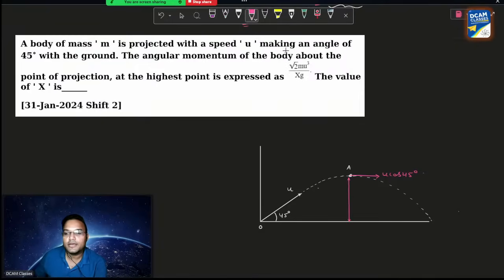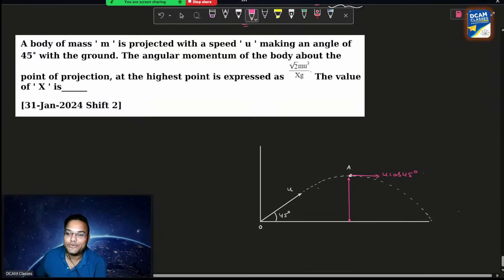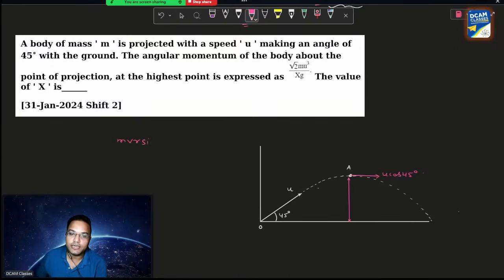No need to do it with I omega. I gave you two formulas. One is M V R sine theta, or the other way is M into V into R perpendicular. The other is I omega. If you want to do it by I omega, that's also not a problem. Then also you should get the right answer. I don't know why you are getting the wrong one. You did some calculation mistake. Your approach is exactly correct.